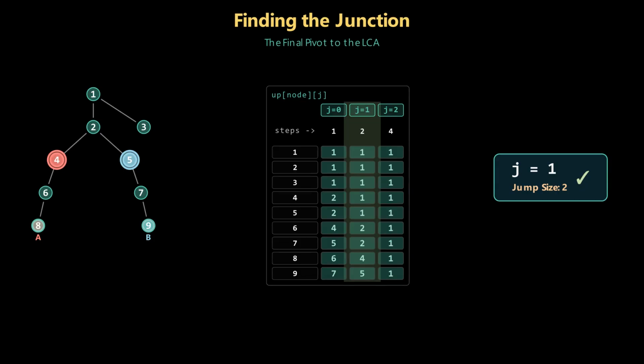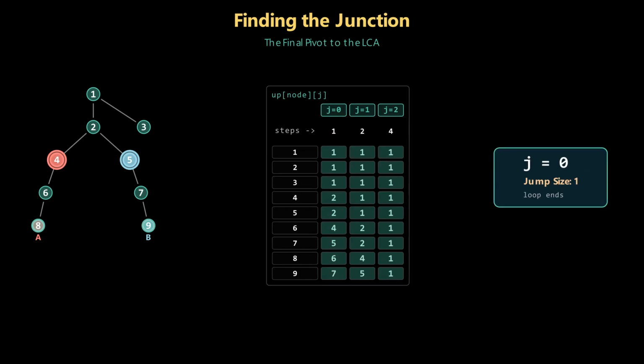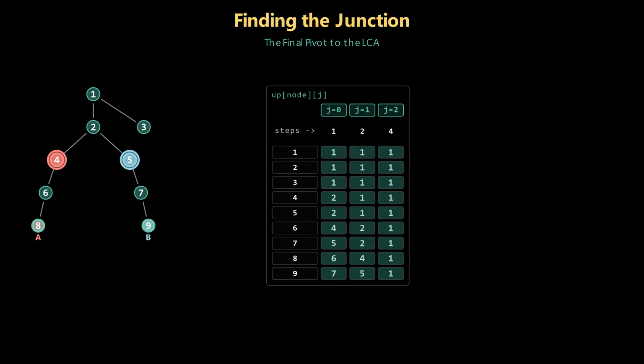Finally, we check our last column at index 0, a jump size of 1. Because 1 step up would land them on the same node, this jump is also rejected, and our loop ends. By consistently leaping right up to the edge of the merging point without crossing it, we land precisely 1 step below our target. The absolute lowest common ancestor is now guaranteed to be the immediate parent of our cursors.